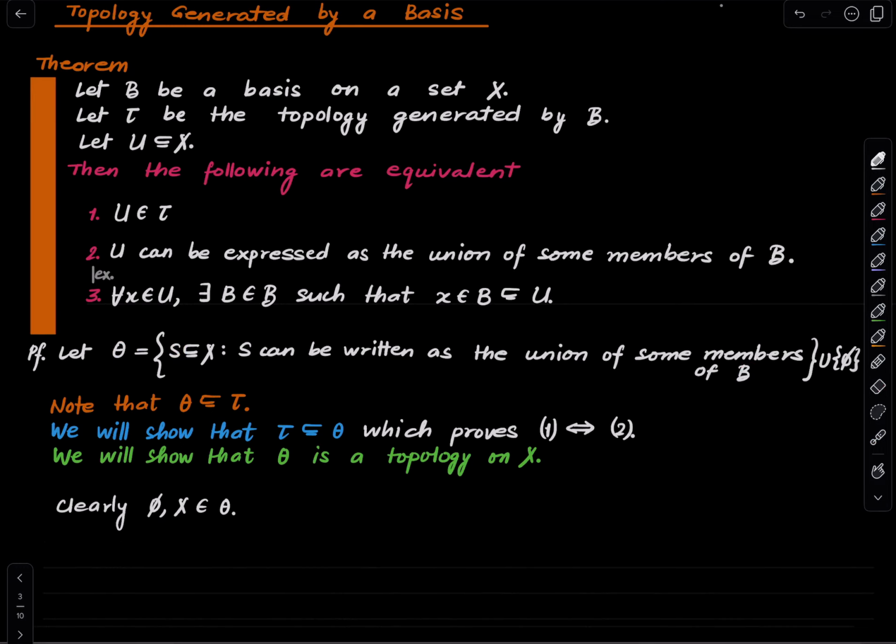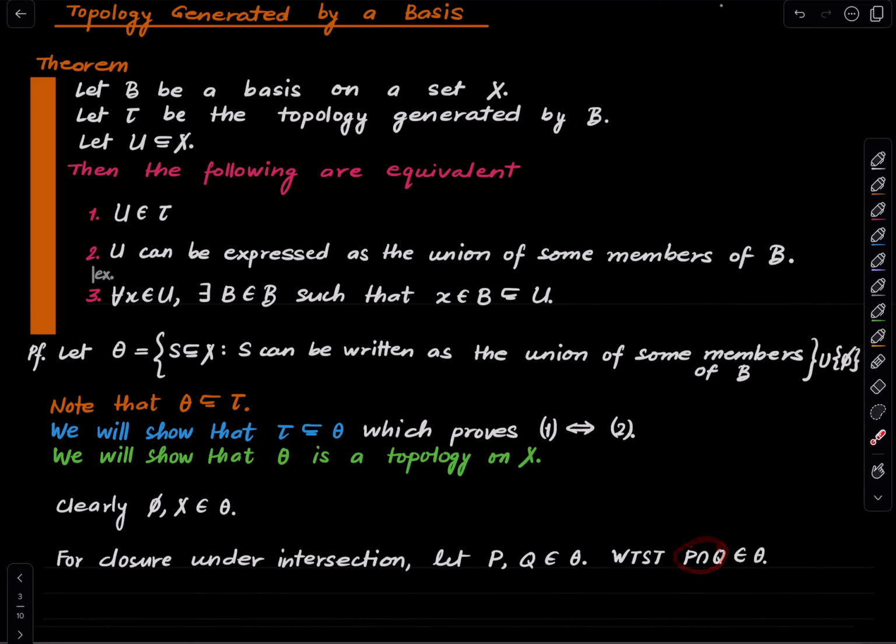So for closure under intersection, let P and Q be arbitrary elements in theta. We want to show that P intersection Q is in theta. If P intersection Q is the empty set, then clearly it is there in theta, so I'll assume that this is non-empty.